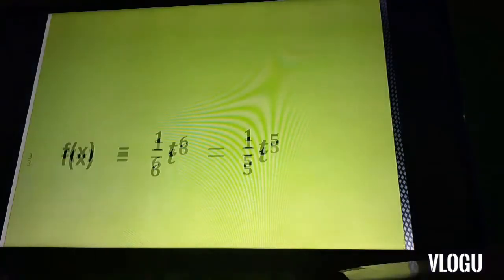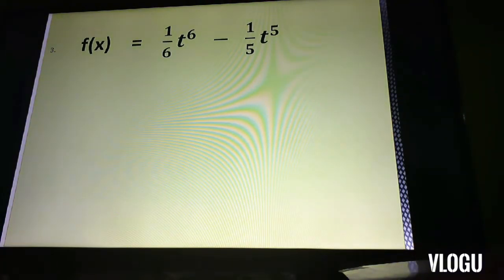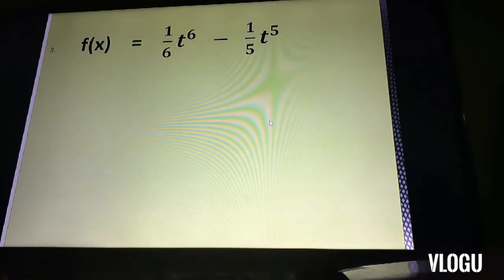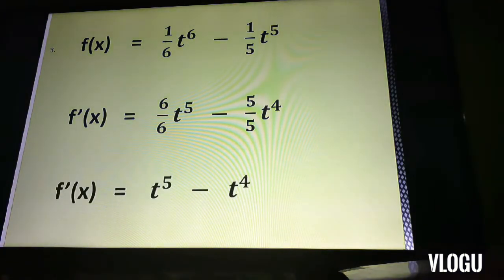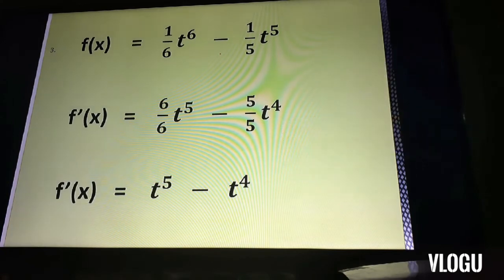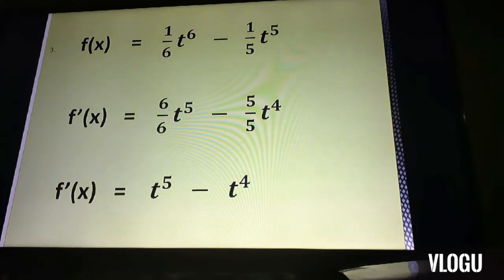Okay, how about if I have this given function? f of x is equals to 1 over 6 t raised to the 6th power minus 1 over 5 t raised to the 5th power. To find the first derivative, same rule, we have to multiply our exponent to the fraction, which is equals to 6 multiplied by 1 over 6. Then we have to subtract 6 minus 1, that is equals to 5.